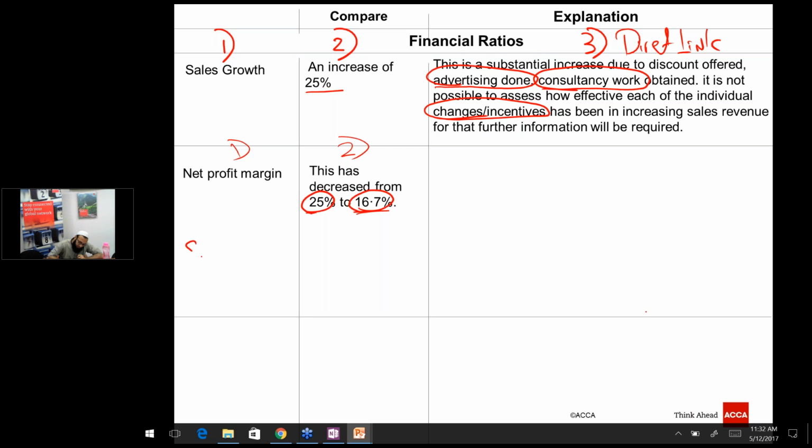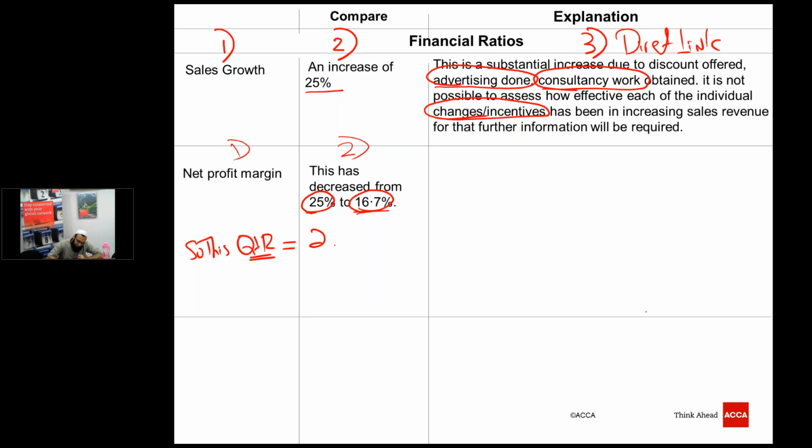So this quarter, the sales revenue was 2,750,000. If I multiply this with 16.7%, what answer am I going to get? Now quickly work it out and tell me please. 2,750,000 multiplied by 16.7% will give you 459,250. Got it?